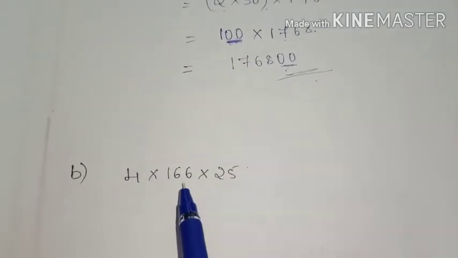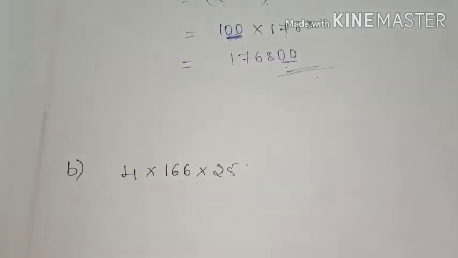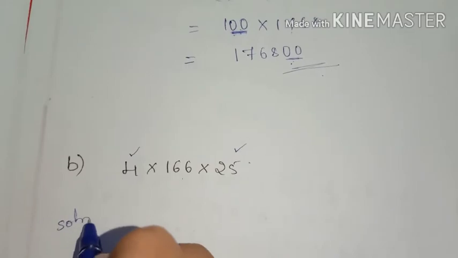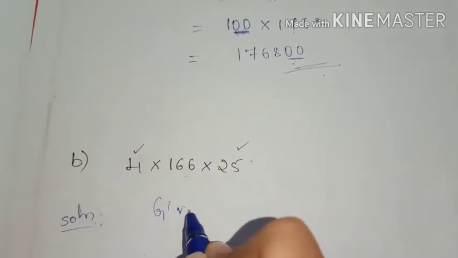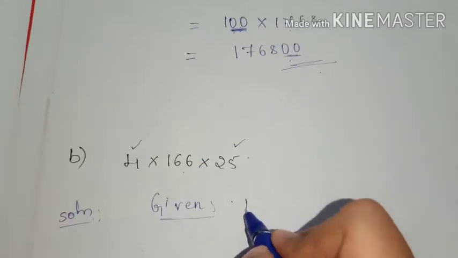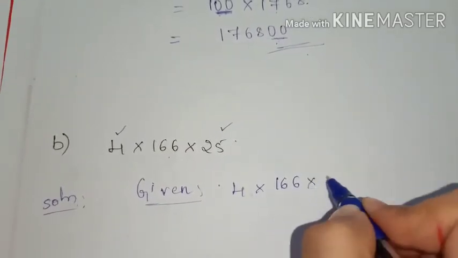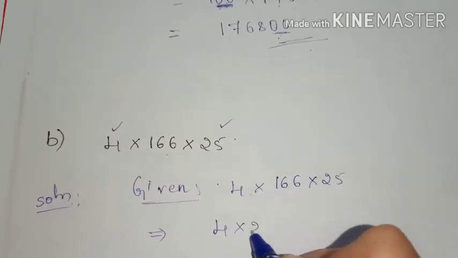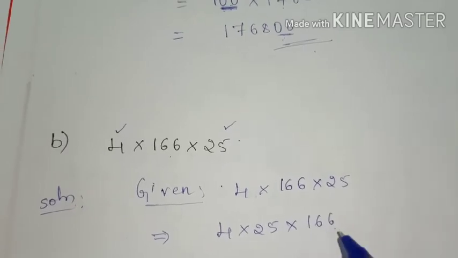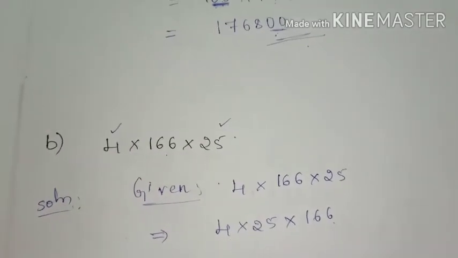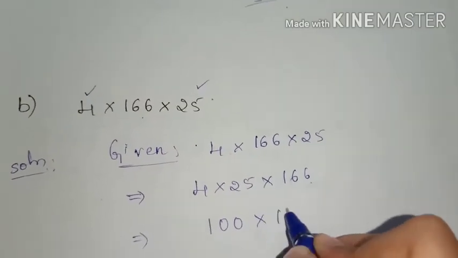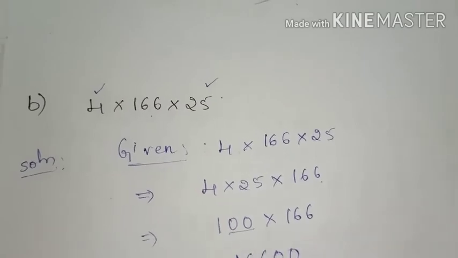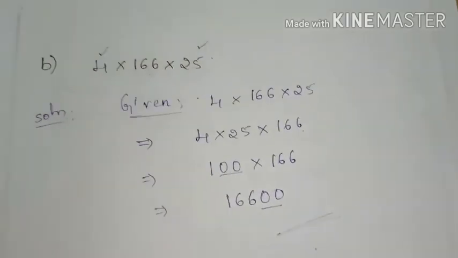See the question B. 4 into 166 into 25. So multiply 4 into 25 first. Solution. Given 4 into 166 into 25. So 4 into 25 into 166. So 4 times 25 is again 100 into 166. So 16600 is your final answer.